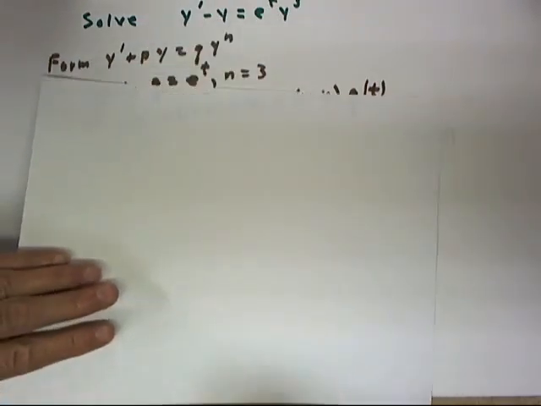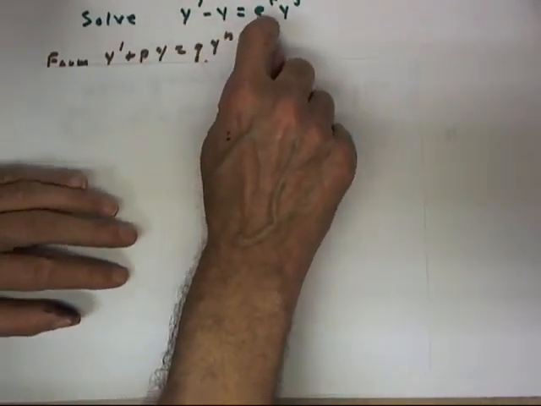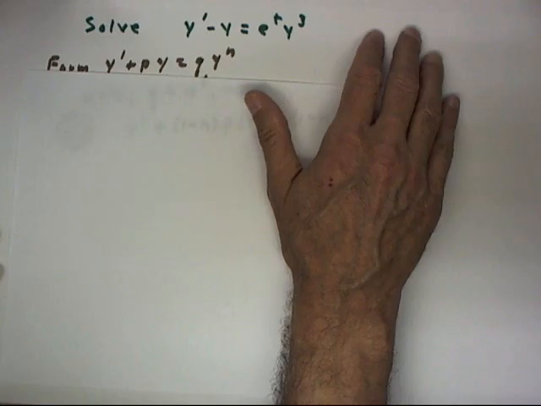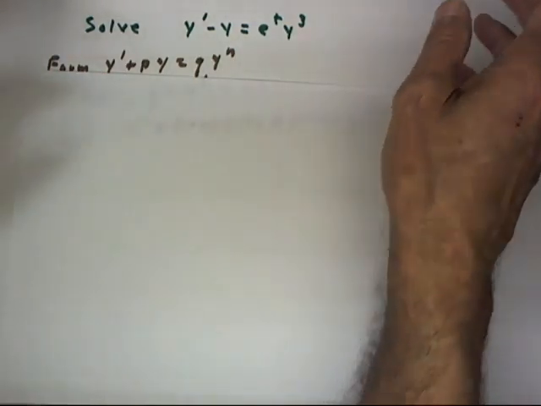We solve the equation y prime minus y equals e to the t y cubed, which we can identify as a Bernoulli equation. The form is y prime plus py equals qy to the n, where p is the coefficient of y, which is in this case negative 1, and q the coefficient of the power of y on the right hand side, that coefficient being e to the t and the power n being 3. So we can say p equals negative 1, q equals e to the t, n equals 3.